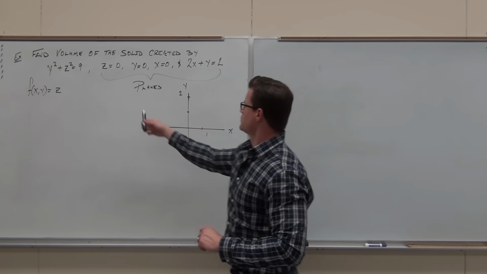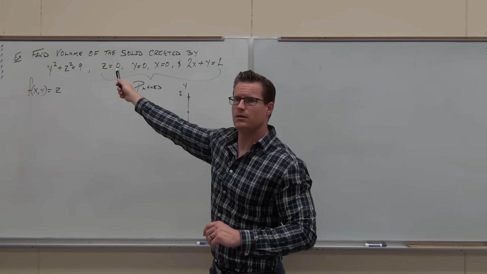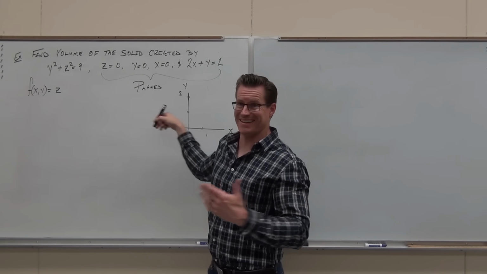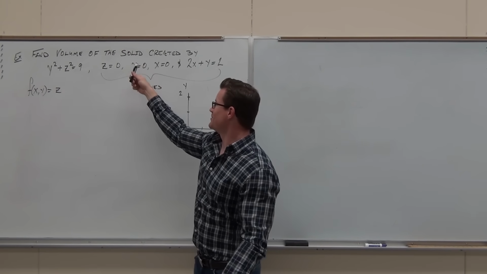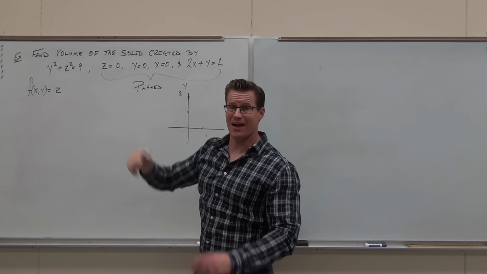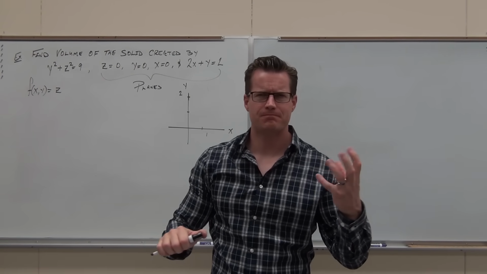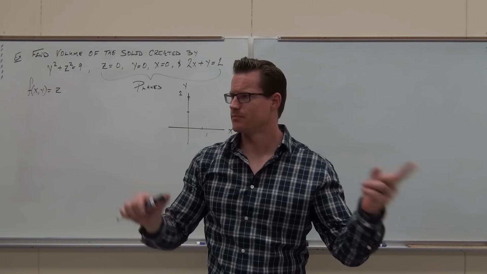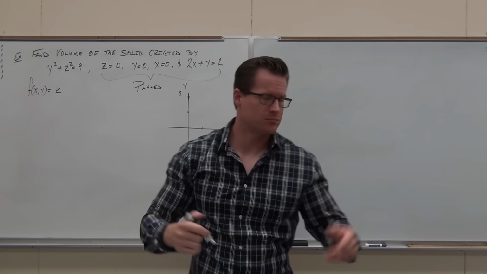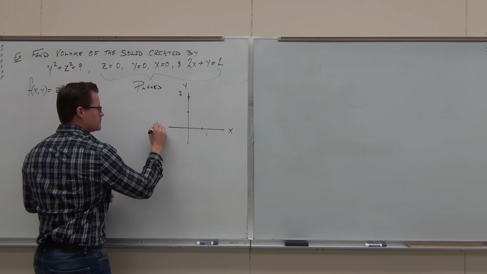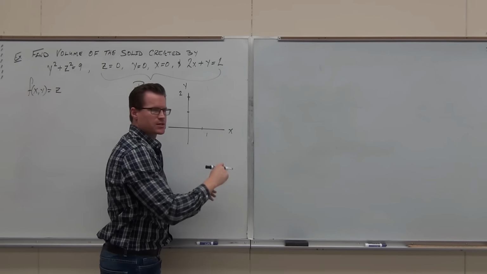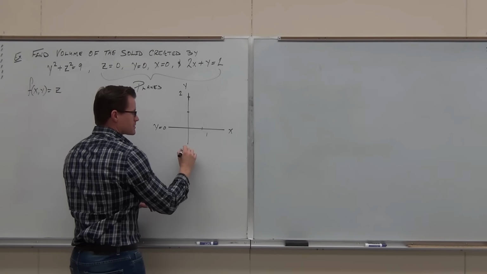Hey, can you draw Z equals 0? Right here. That is it. It's the XY plane. Can you do Y equals 0? Yeah, that's what type of line? Come on. What is that? Right, so it's a horizontal line. Just that one. Just the x-axis. And then this would be the y-axis.